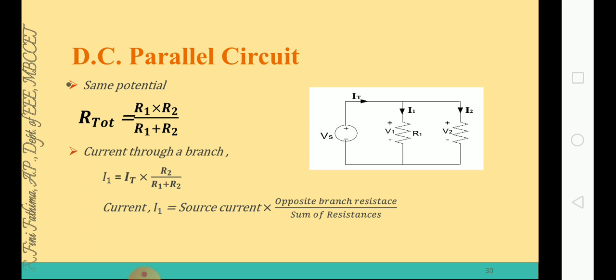According to the current division rule, if we have to find the current through the resistor R1, then we multiply the source current, that is I total, by R2 divided by R1 plus R2. Similarly, to find the current I2 through the resistor R2, we multiply the source current by R1 divided by R1 plus R2. So these are the main points of parallel circuits.